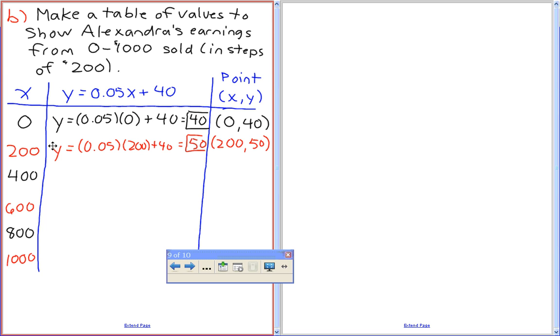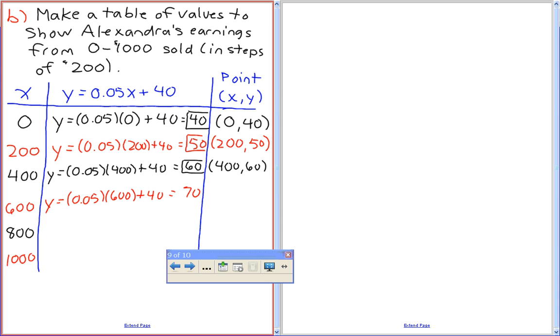400 should be y equals 0.05 times 400 plus 40, which should equal 60. So this should be 400, 60. y equals 0.05 times 600 plus 40 should be 70.